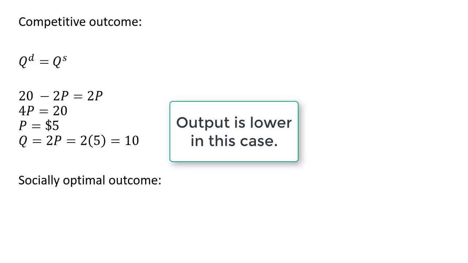So now let's consider the socially optimal outcome that does consider the externality. Efficiency requires that price equal marginal social cost, not only the marginal private cost to the producers, but the marginal external cost. So the marginal social cost, MSC, is the marginal cost plus the marginal external cost.